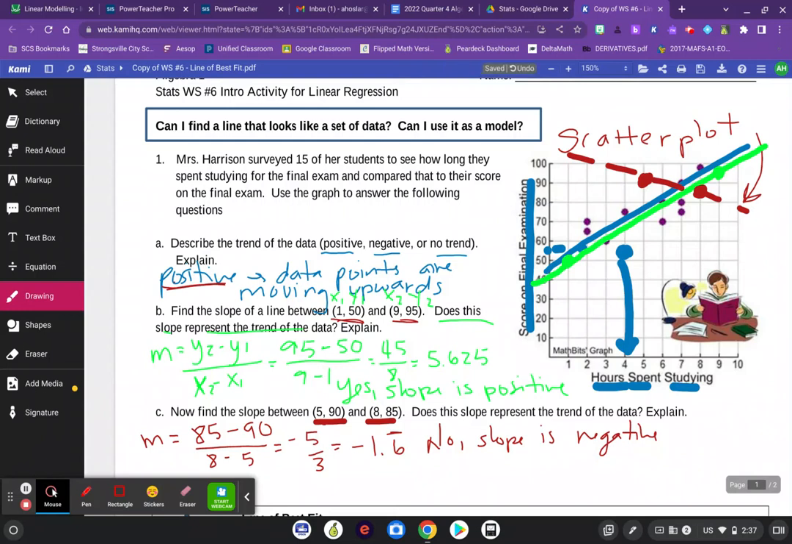So the idea is that I cannot just pick 2 random points on my trend line or in my data and use those to find the slope. I need to pick a couple of points that would be representative of that data. And the 2 points that we used in part B fall on this line that really fits the data pretty well. And so we actually call that the line of best fit.